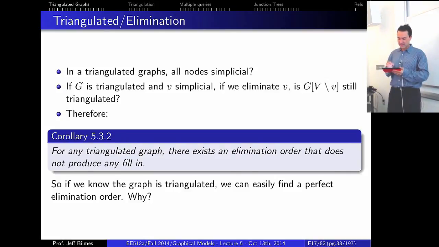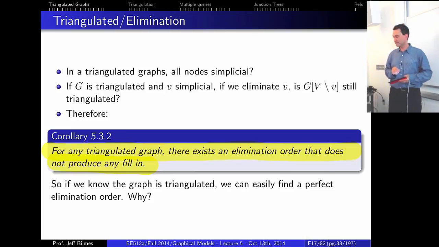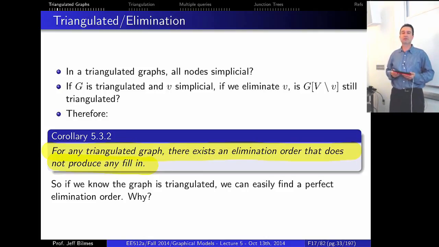So, to summarize this, basically we have this corollary that says that in a triangulated graph, there exists a perfect elimination order. And so if we know the graph is triangulated, we can easily find a perfect elimination order. Why is that? How do we do that?